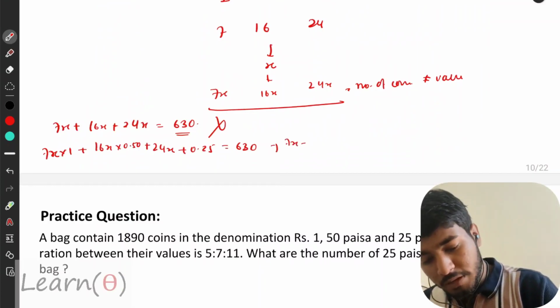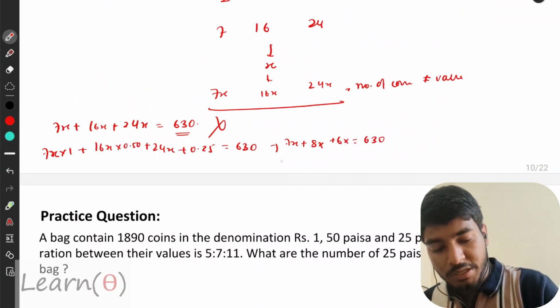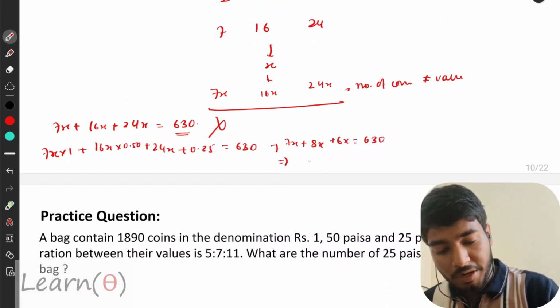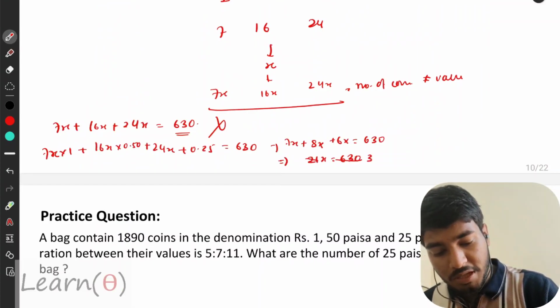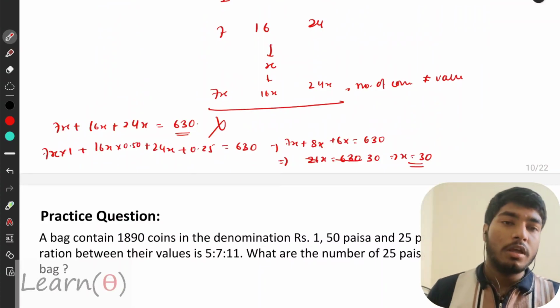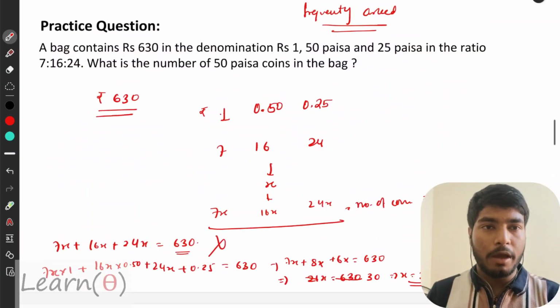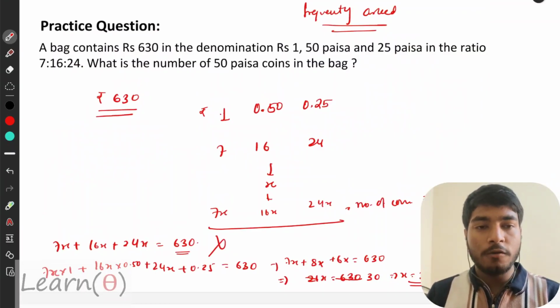Now solve it. This gives me a value of 7x, this will be 8x and this will be 6x. This is equal to 630. That means I can write 21x is equal to 630. So the value of x is equal to 30. I hope this is clear. The value of x is 30.